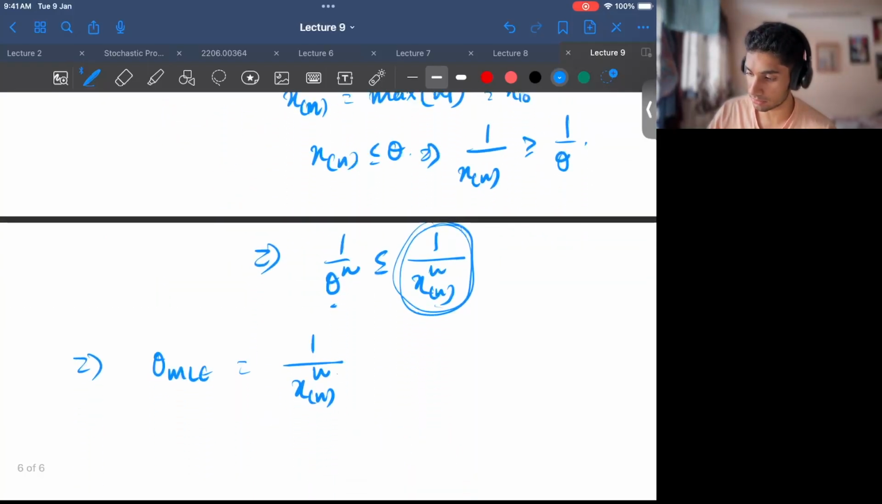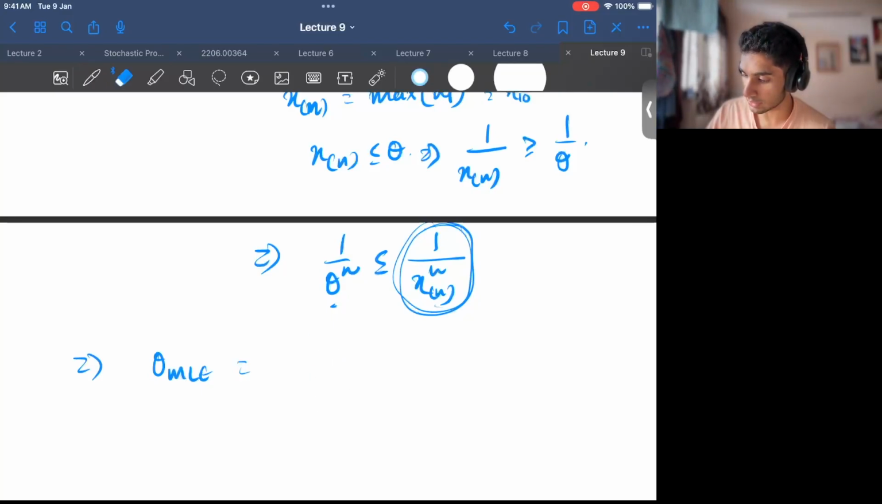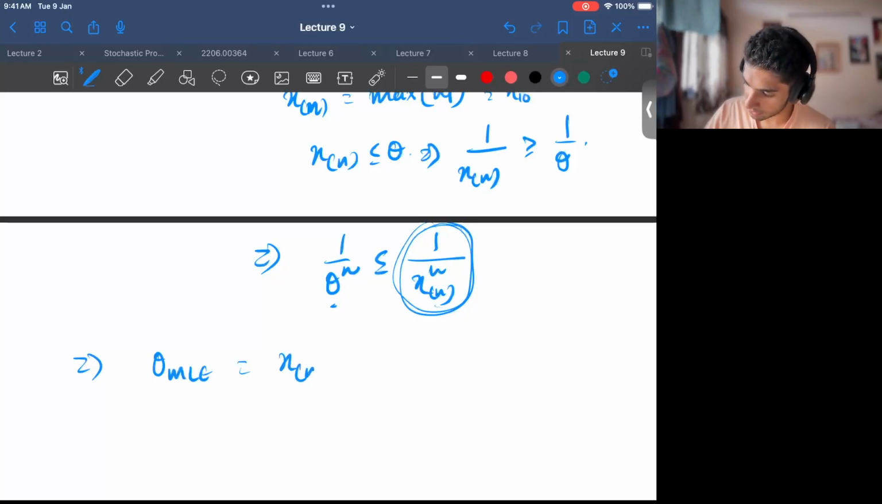Oh, sorry. So you have to take the argmax, right? So this will be just your x sub n, sorry, not raised to n, which is equal to the max of the xi's.